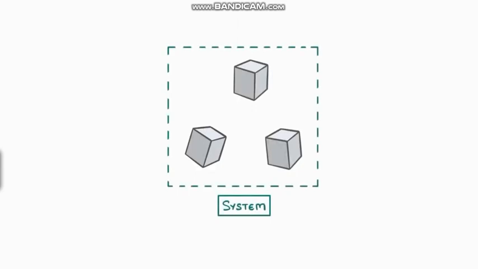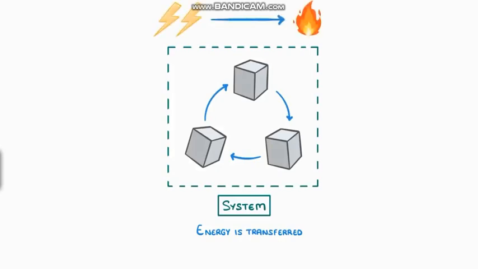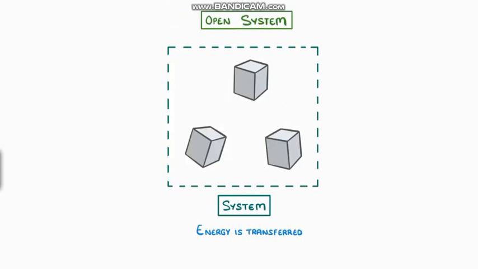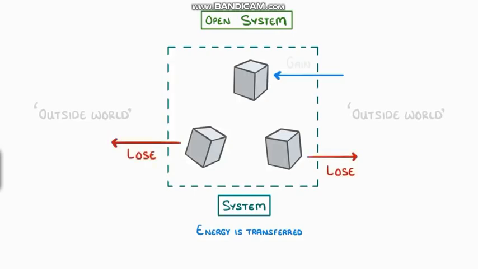When we consider a particular object, or group of objects, we can call the collection of matter a system, which is just the fancy term that you need to use in physics. When the system changes, energy is transferred, either between objects or between different forms. In an open system, the matter of the system can exchange energy with the so-called outside world, which is just all of the matter that's outside of our system. This means that an open system can lose or gain energy as it interacts with the outside world.